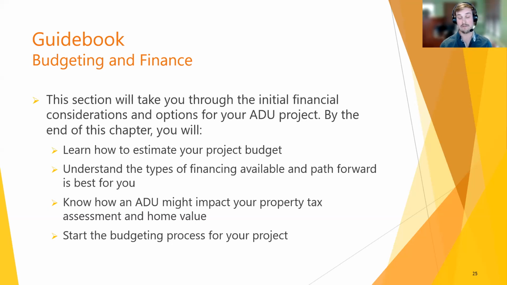We have exercises for each of these sections, and I think they're especially important in the budgeting and finance section. If you access the guidebook via the PDF online, you can just click directly to the exercise. We also have QR codes, and we are very clear on what the Humboldt ADU website is, and you'll be able to easily find the exercises on the website.